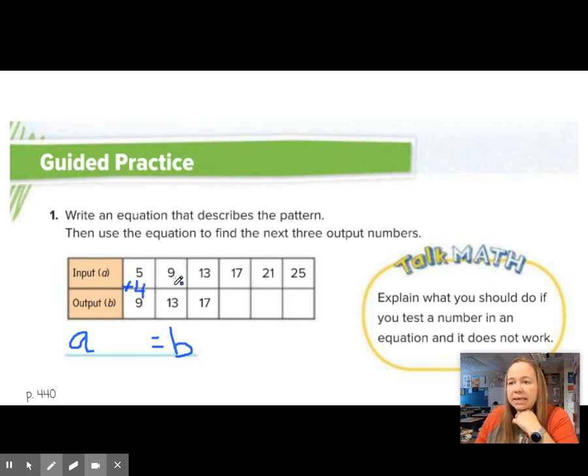Let's check it. 9 plus 4 equals 13. Okay, so let's just double check. 13 plus 4. Okay, so now we can be confident that our function is A plus 4 equals B. Here's our equation. Now we have to fill in the next 3 output numbers. So 17 plus 4 is 21. 21 plus 4 is 25. 25 plus 4 is 29.